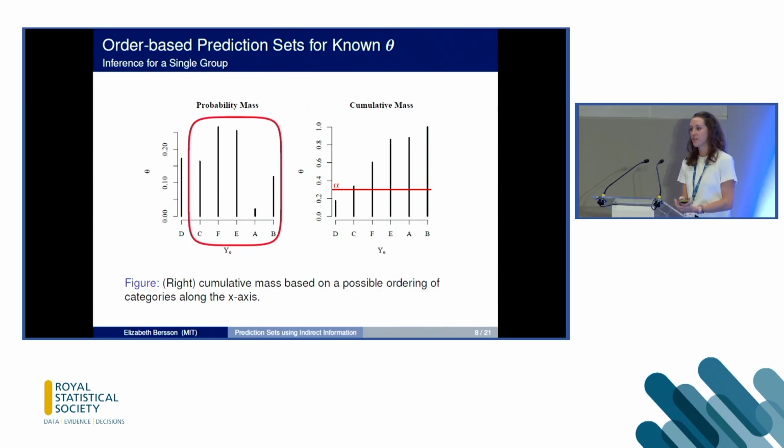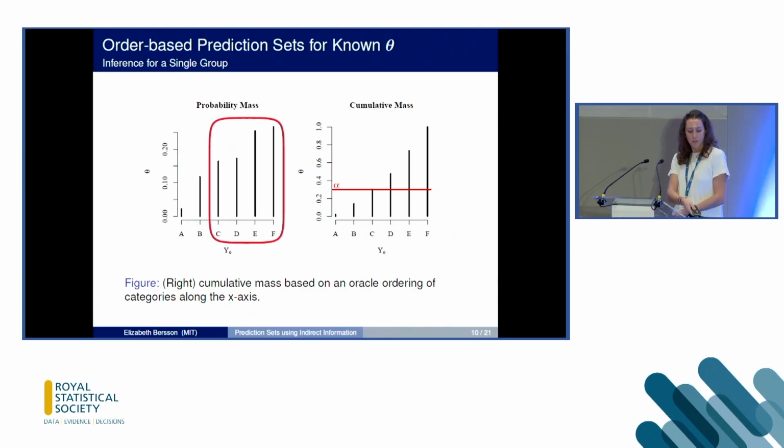You can do this for any ordering of the categories. This is just an example of one given ordering in the prediction set. In this case, we'll exclude category D, and if you were to exclude another, then the remaining categories would not have the appropriate coverage.